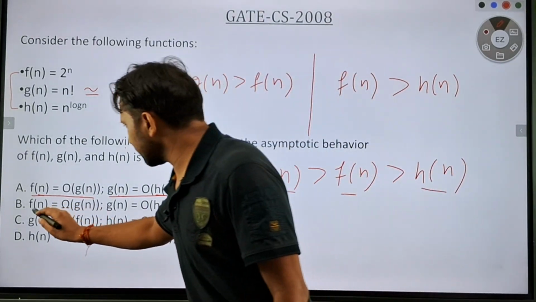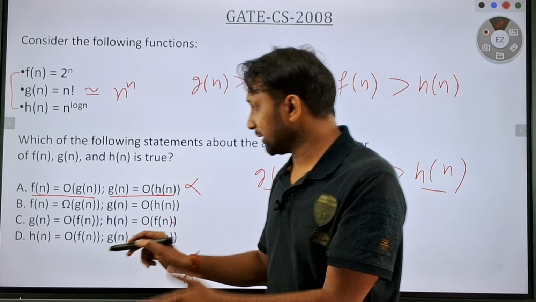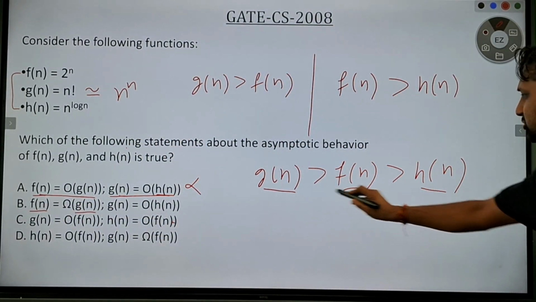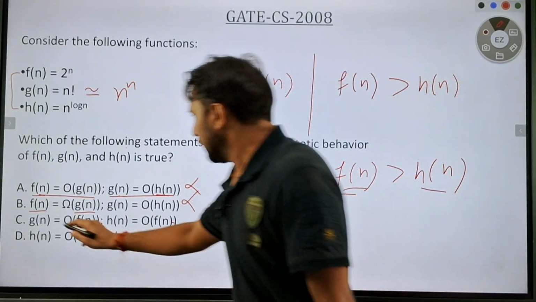Okay. Let me check out the next one. Big omega says that the left hand side can be greater than or equal to the right hand side. So Fn is greater than Gn? No, Fn is not greater than Gn. So this option is wrong.